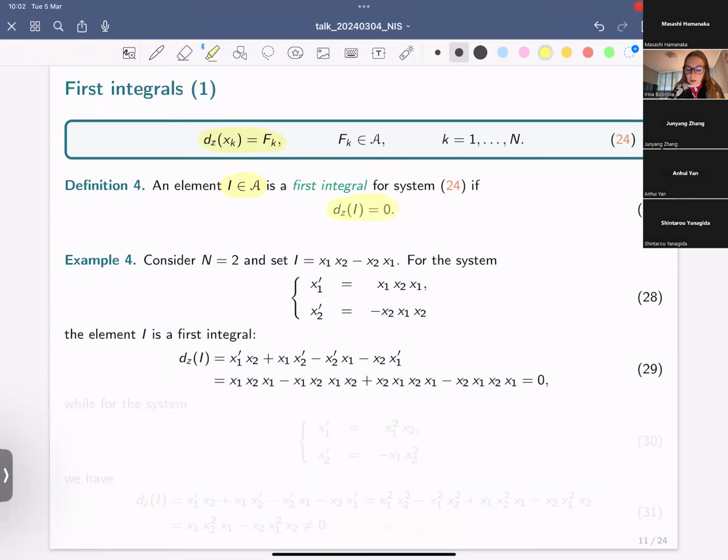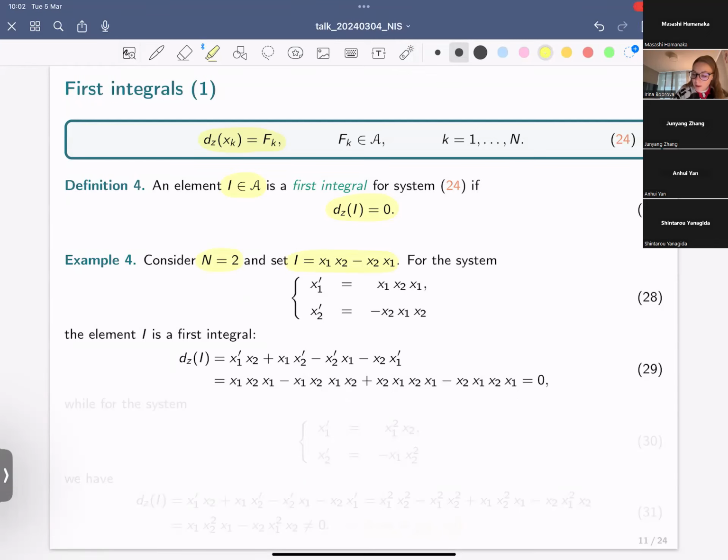If dz over I is equal to 0. And it's very natural, because we have the same definition as in the commutative case. And when we have two variables, if we consider the case when n is equal to 2, let us look at the element I that is given by this commutator of two elements x1 and x2.